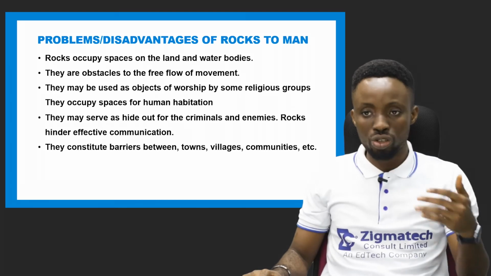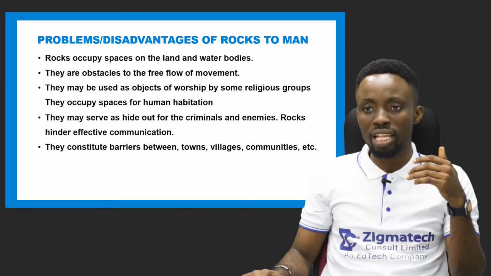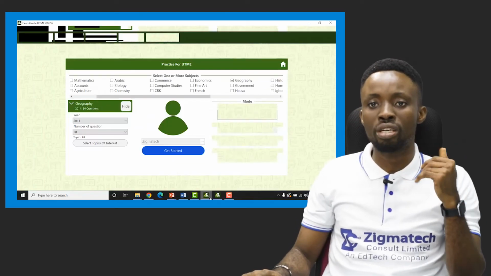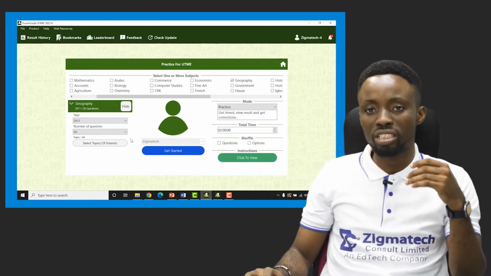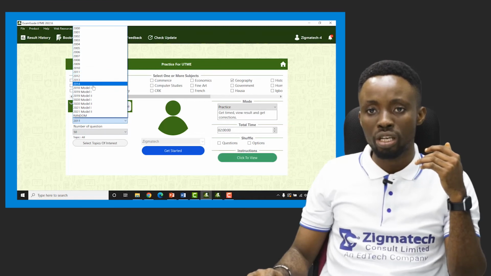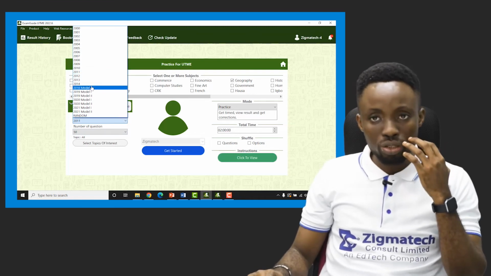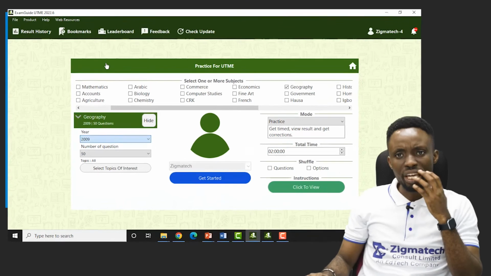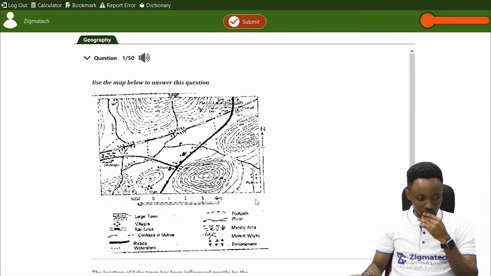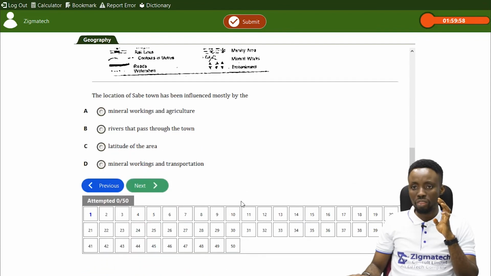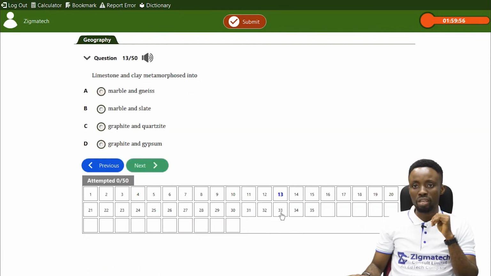So let's quickly go to the exam guide. Let's look at some questions. We start with the UTME to be precise. Let's pick a question from 2009 UTME. Let's look at question number 13.